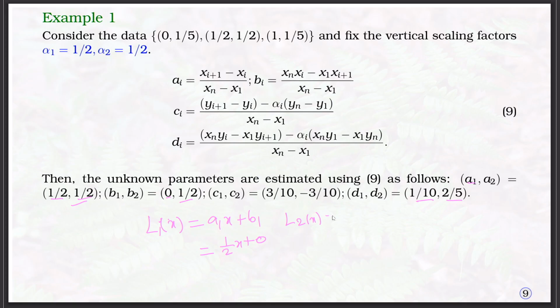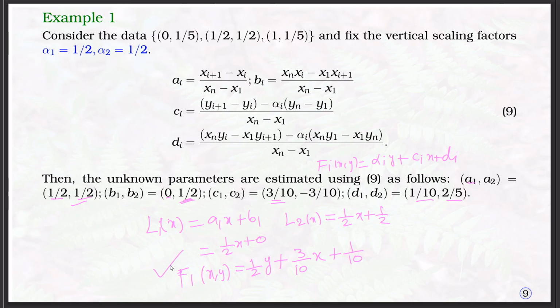Likewise, L2 of x is again 1 by 2 x plus b2 value 1 by 2. So this is my L1 function, this is my L2 function. Then what is f1 of x comma y? We need to define f1 of x comma y in the form alpha i y plus Ci x plus Di. Here the alpha i value is 1 by 2. So 1 by 2 y plus C1 is 3 by 10 x and D1 value is plus 1 by 10.